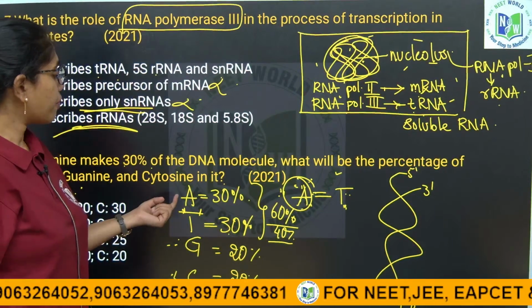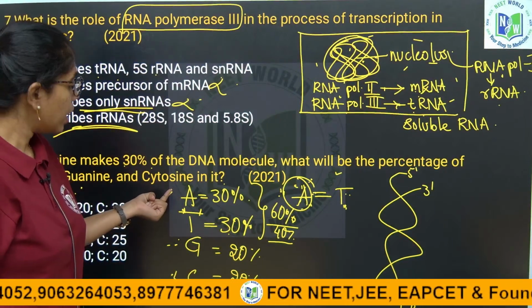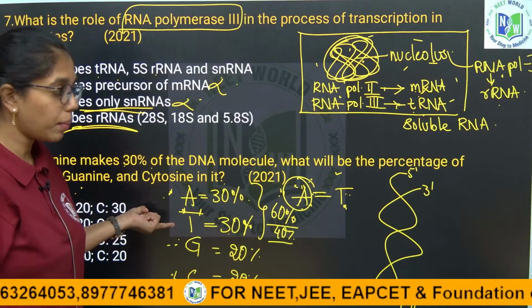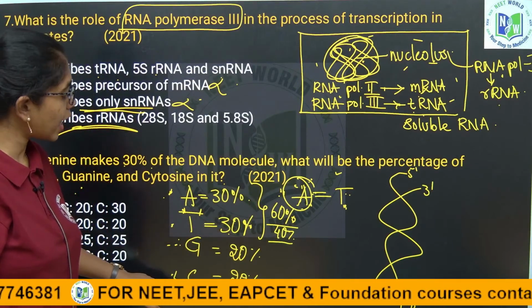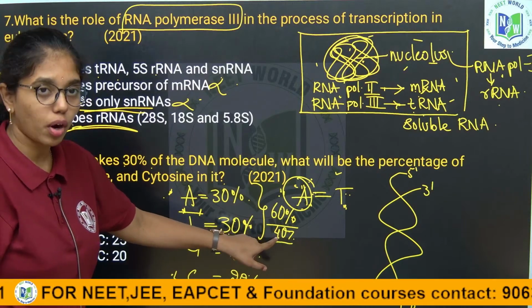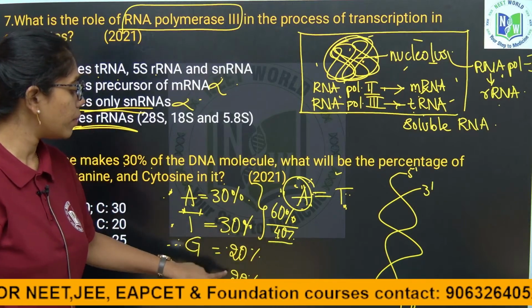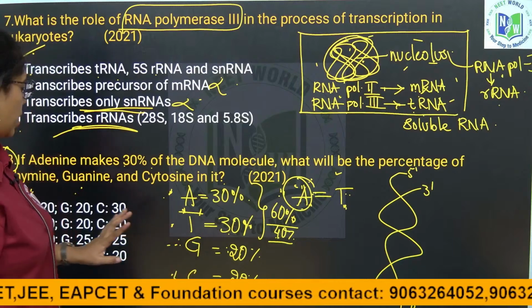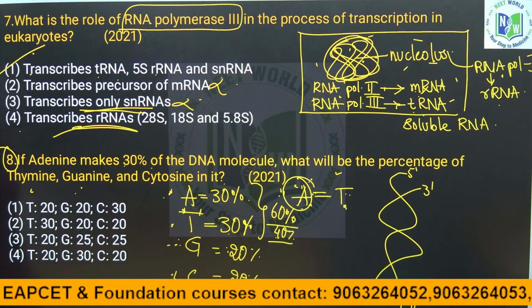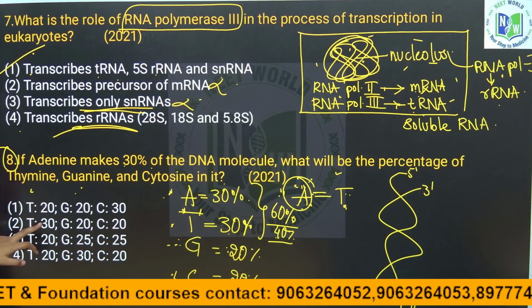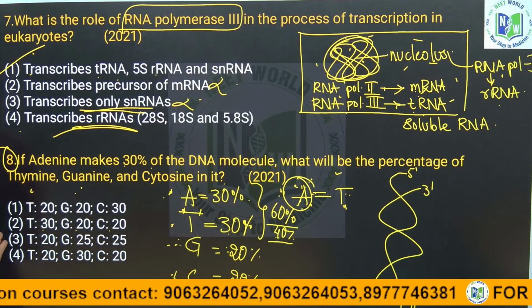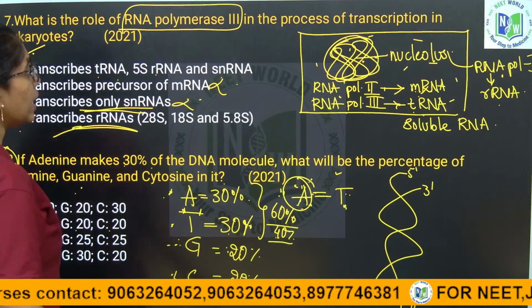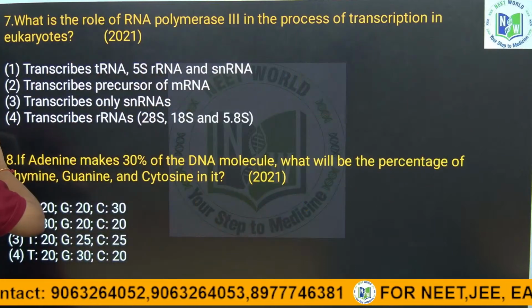Understood ma? If adenine is 30%, thymine will also be of equal amount. So, both together it is 60%. Guanine and cytosine together comprise 40, means each will be 20%. If you look into the options, adenine is 30%, so thymine is 30, guanine is 20 and cytosine is 20. Option 2 is the correct answer.